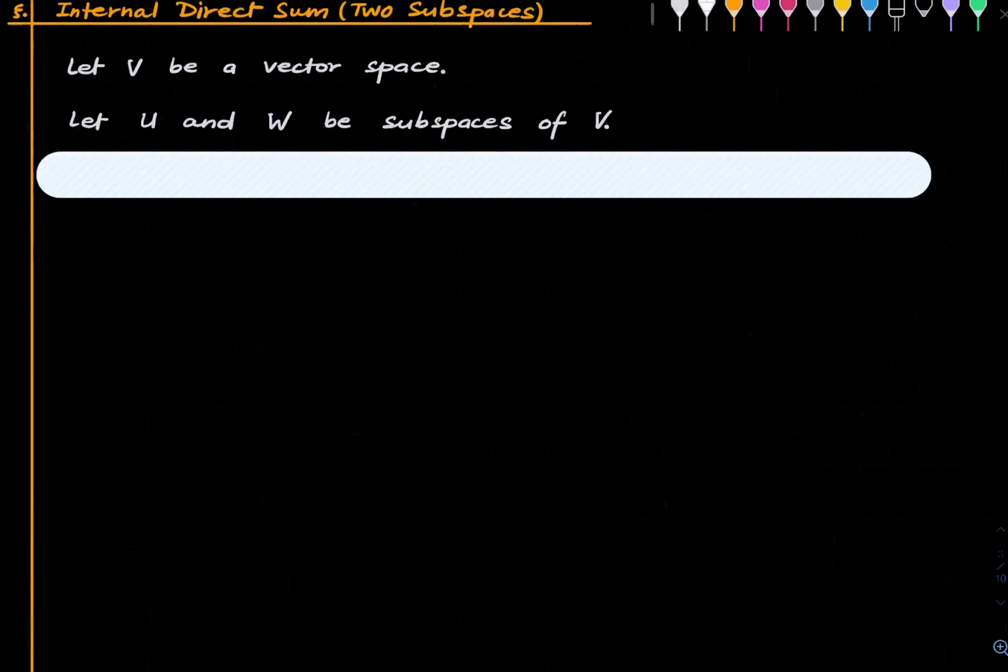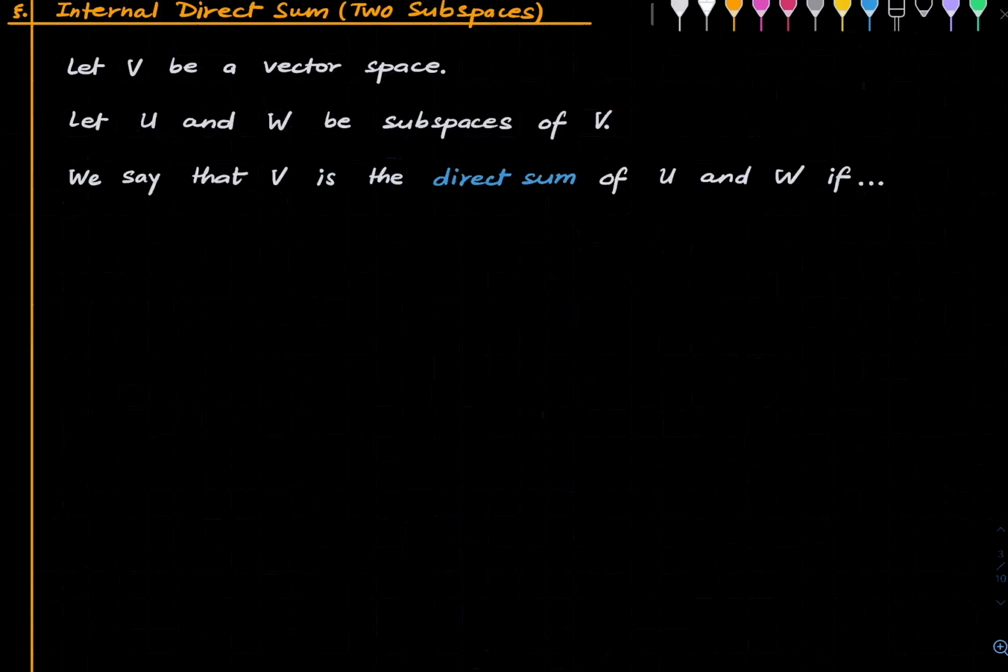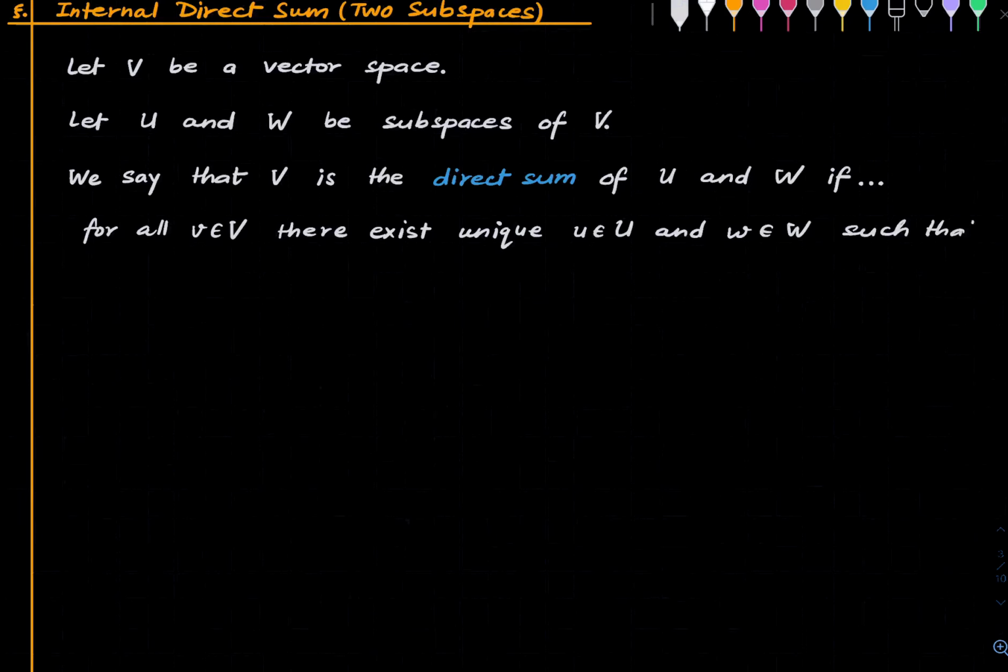So first we will define what is called the internal direct sum of two subspaces. So suppose V is a vector space, again, finite dimensional. I'm not writing that, and some base field F that is also hidden from writing. Suppose U and W are two subspaces of V. We say that V is the direct sum or internal direct sum of U and W if for all vectors in V there exist unique vectors in U and W such that the vector V is the sum of U and W. Right? So that's the definition.